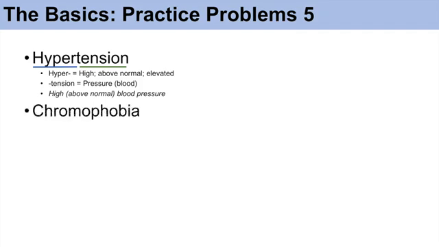The next word is chromophobia. So this might be a little tricky. So what does chromophobia mean? Well, again, breaking it down, chromo. So think of chromatic. So what does chromo stand for? Well, it stands for color. And phobia, you might have heard of other types of phobias. So what is a phobia? Well, it's a fear of something. So chromophobia really means a fear of or aversion to colors. Now, this is a little bit different, but that's literally what it means.